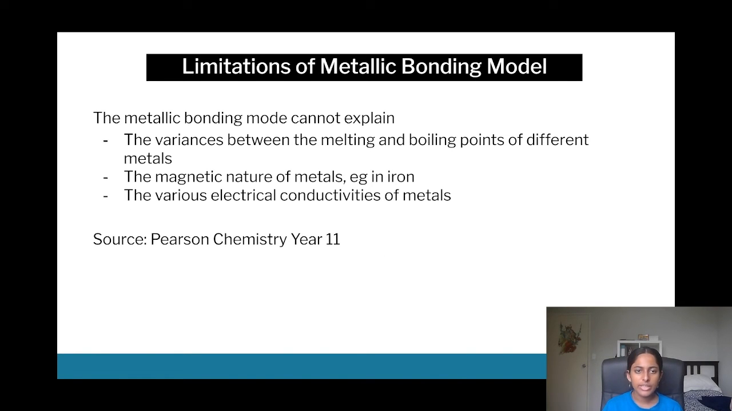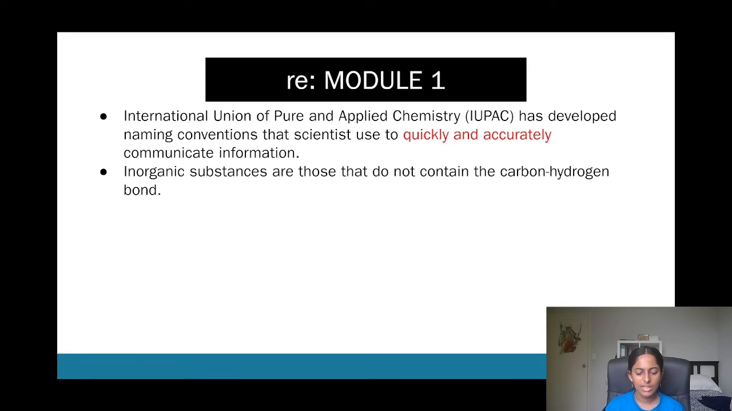However, one thing to note is that the metallic bonding model cannot explain things such as the magnetic nature of certain metals like iron, the differences in conductivity, as well as the differences in boiling and melting points of metals. All right, I think that's pretty much it in terms of bonding that I wanted to explore. If you have any questions about bonding, feel free to let me know.